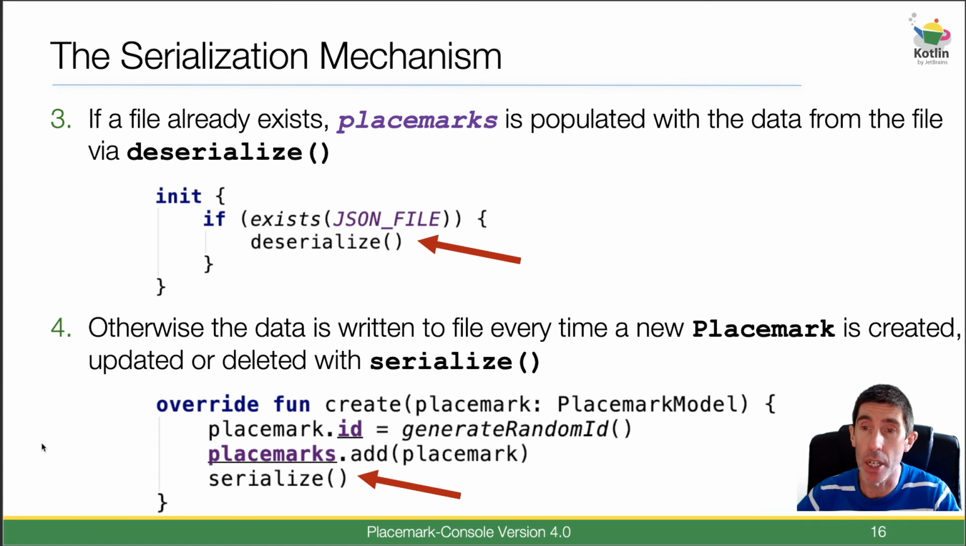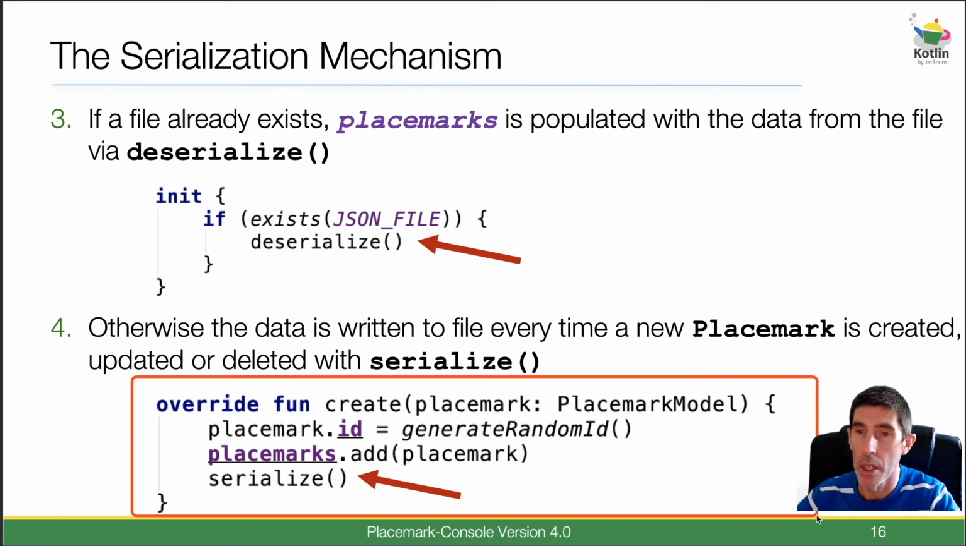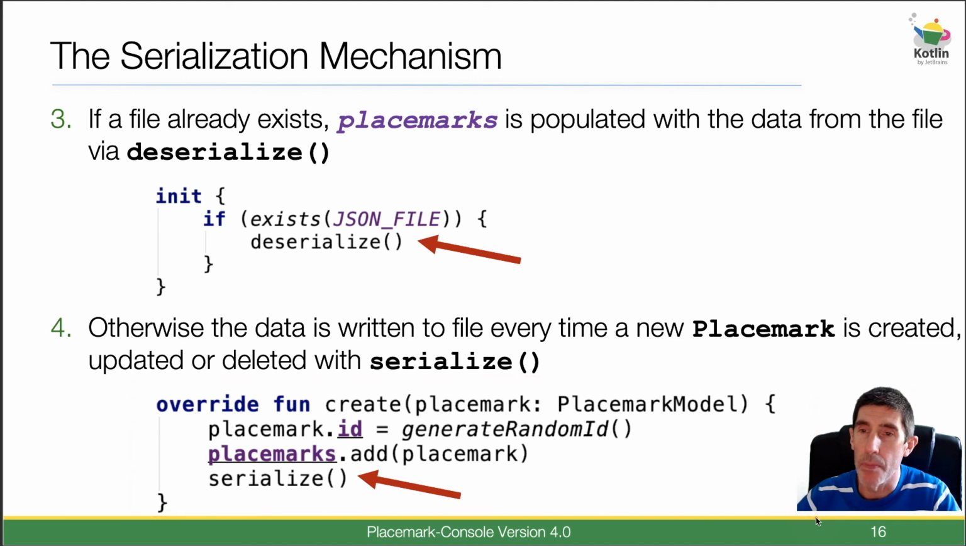Otherwise, the data is written to the file every time a new placemark is created, updated, or deleted with serialize. If you see here in our override function, we are passing a placemark object, instantiated from the user passing it in. We generate a random ID, purely for storing the JSON. We add it to the placemarks, our mutable list, and then we serialize that, writing it out to disk.